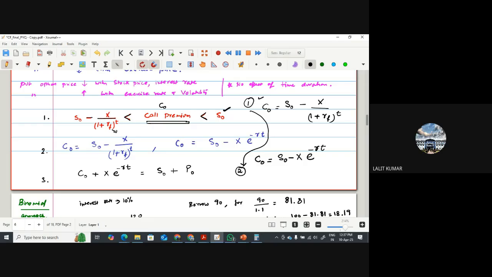If the call is increasing, the put will decrease. If the call is decreasing, the put will increase. And their parity relationship is given by this formula: C0 plus X e to power minus RT is equal to S0 plus P0. So here it is considered continuously compounded. Otherwise, you can use this formula also. Is this okay?